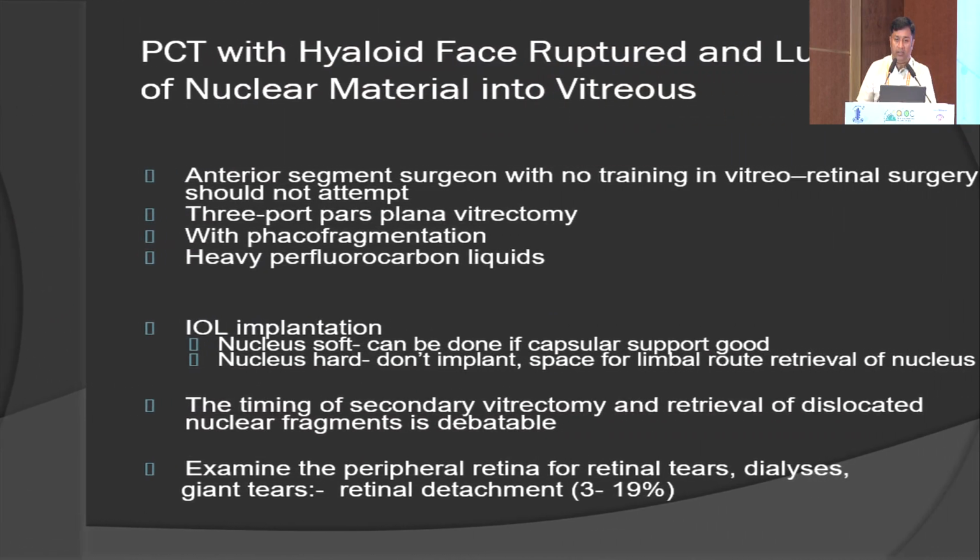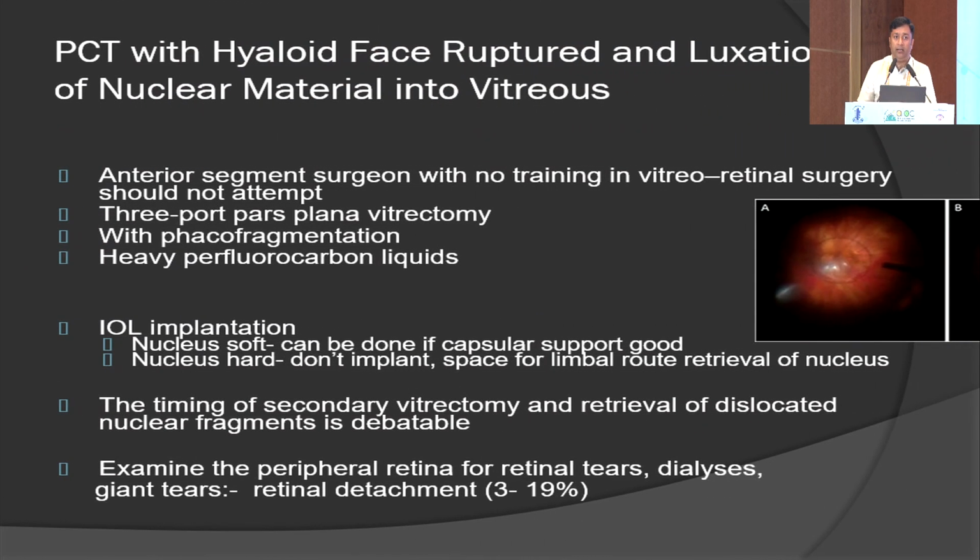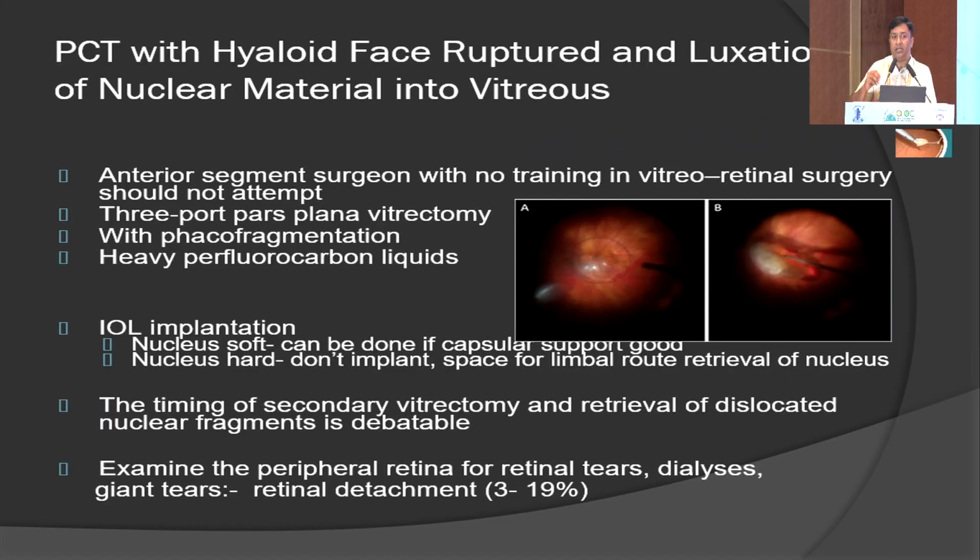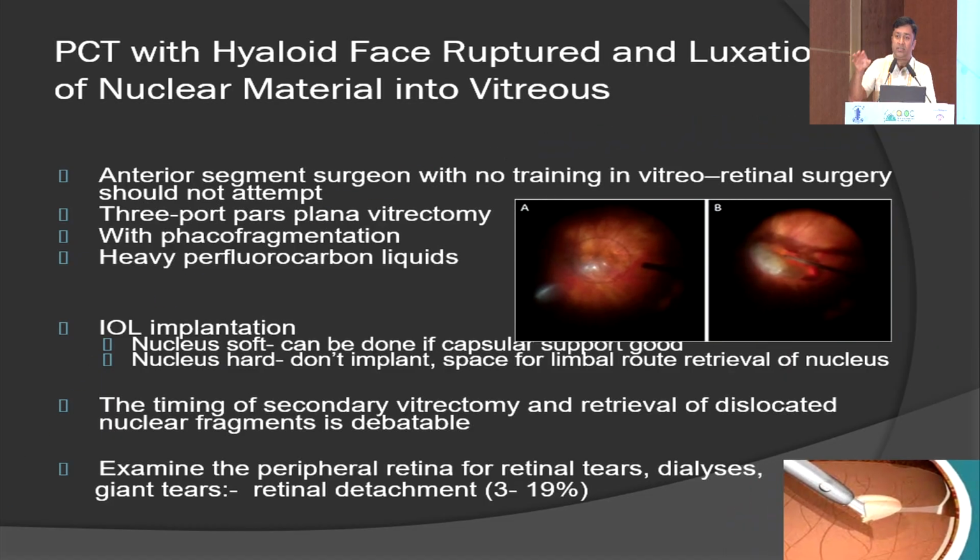Now, if there has been a posterior capsular tear and the hyaloid face has ruptured and the nucleus has gone inside the vitreous cavity, the anterior segment surgeon should not manage beyond this, because if you manage beyond this, there would be a mess. So it is better, if you have a standby VR surgeon in your OT, to let him finish the case after that. Or if you don't have a standby VR surgeon, close it, and then you can send the patient to a VR surgeon for management.